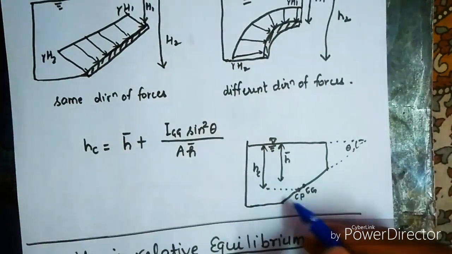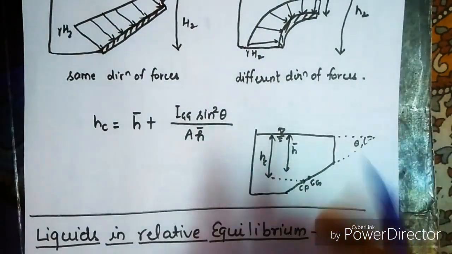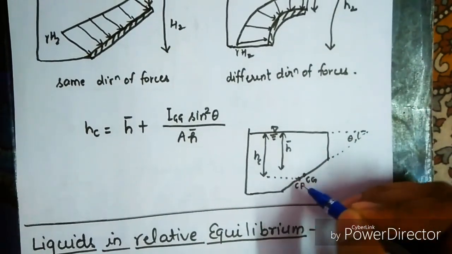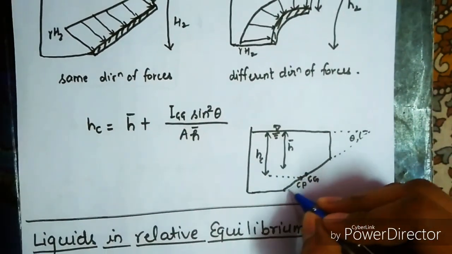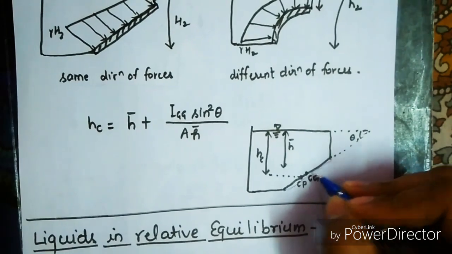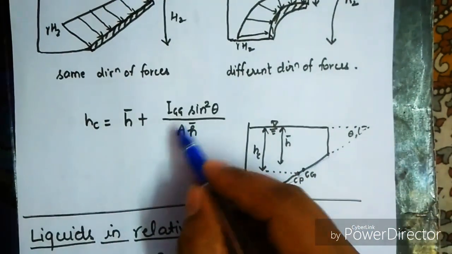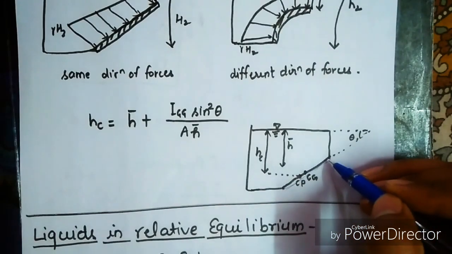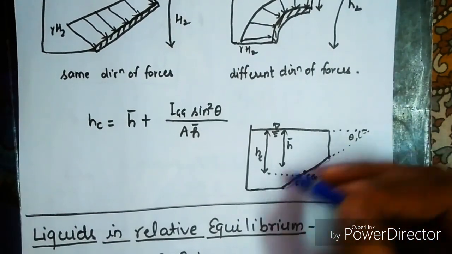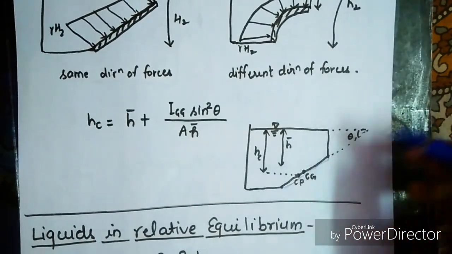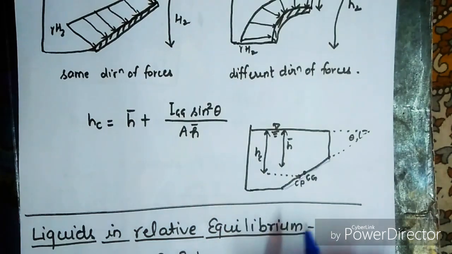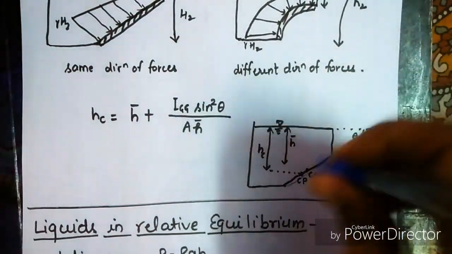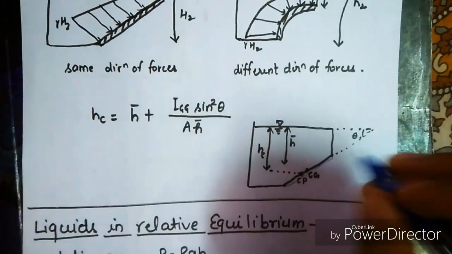Okay, S is the center of pressure, the height of the center of pressure from the top, and this is the theta angle of this body on which the pressure is applied. Okay, A is the cross-section area, sorry, the area of the surface which is in contact with this water. Okay, and I_GG is the moment of inertia of this surface about this axis, an axis going like this.